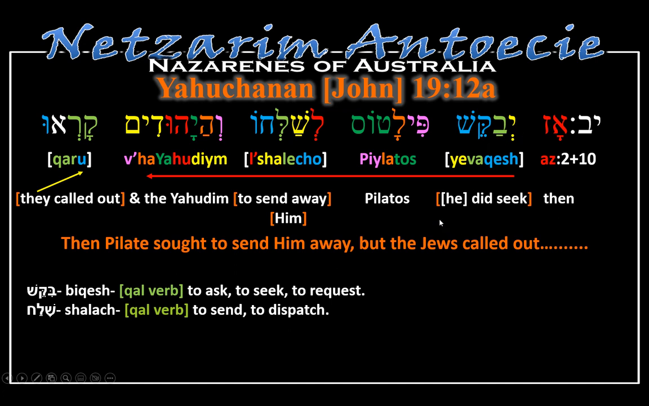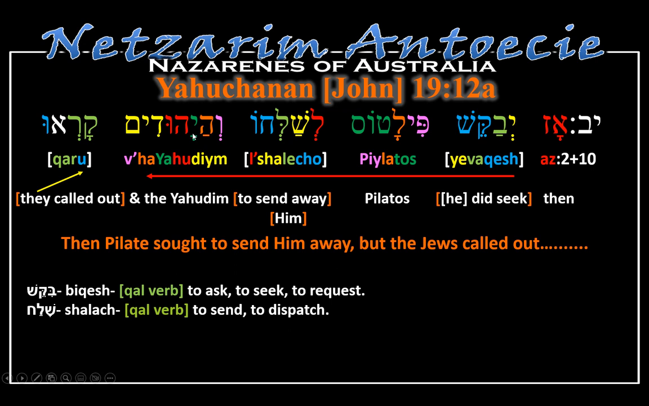Yavakesh, he did seek. So if we look down here, bikesh is a call verb to ask, to seek, to request. So he did seek Pilatos, which is Pilate, le shalecho, right? Le shalecho, to send away him. Again, the vav at the end with the o is like him or his. For it could be for his sending away. To send away him.